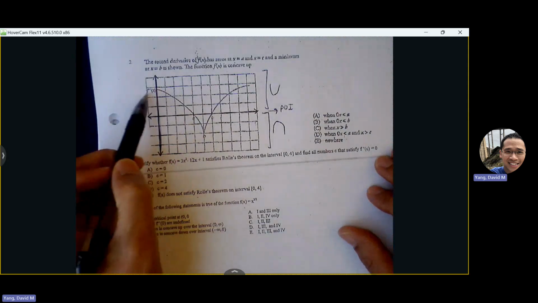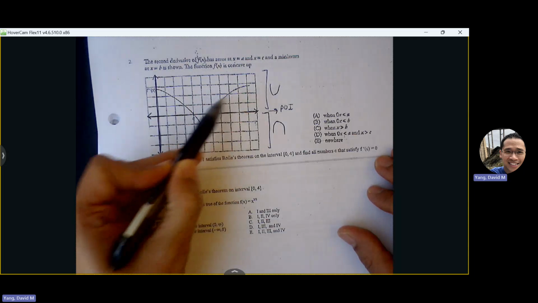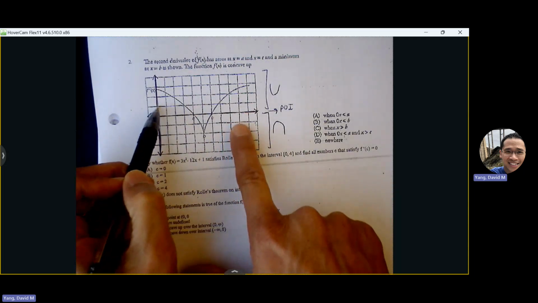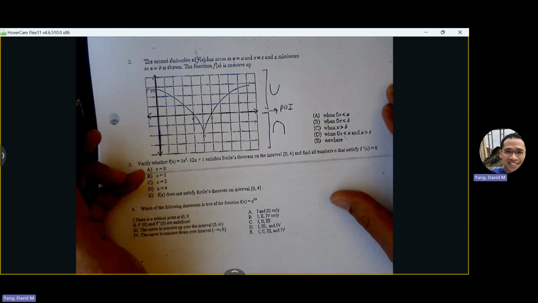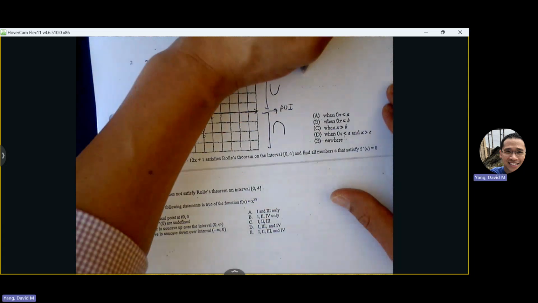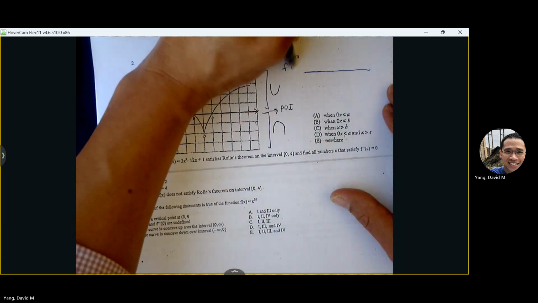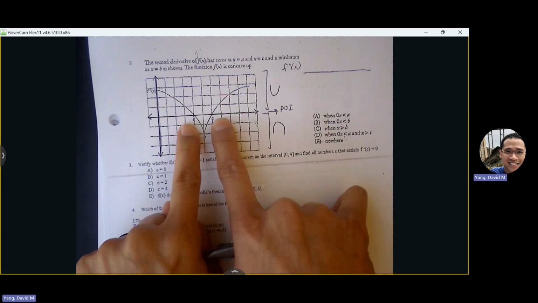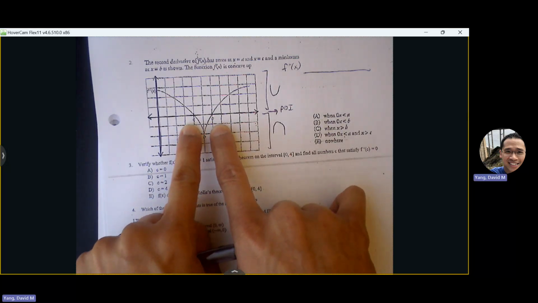Right? We don't want to look at this and say, oh, everything's concave down because of the shape. This is not the original function. This is f double prime. So the vertical points, x-intercepts, that's going to be A and C.